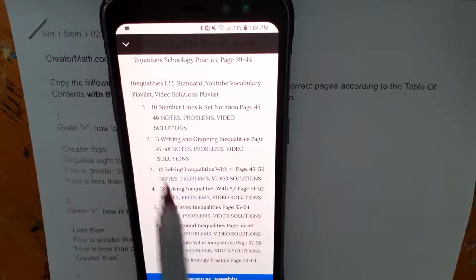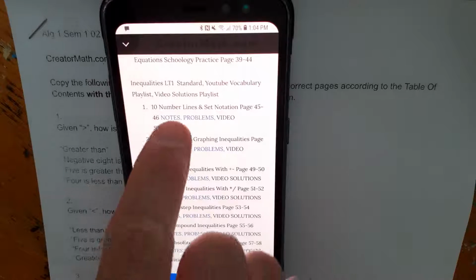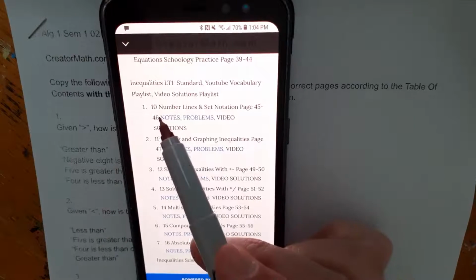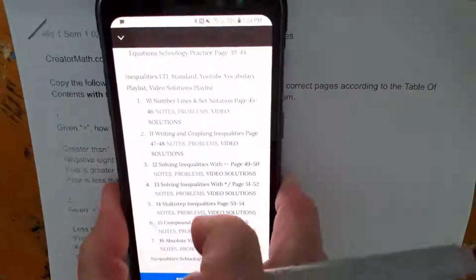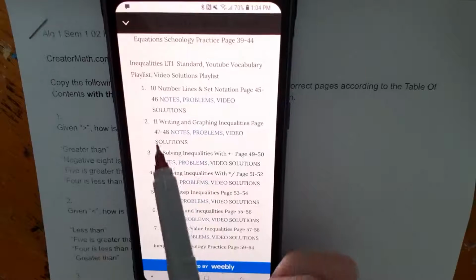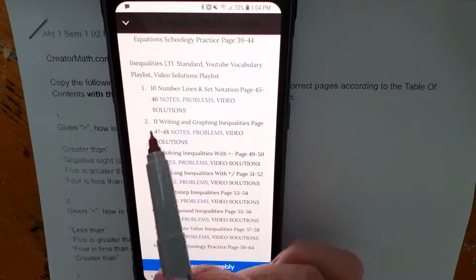Here's a unit on inequalities. It's got 1, 2, 3, 4, 5, 6, 7 lessons. For each one, there's notes. This one's called, let's see, we're on number 2 here, Writing and Graphing Inequalities. That's this one here. So here are the page numbers that the notes will go on in your comp book.